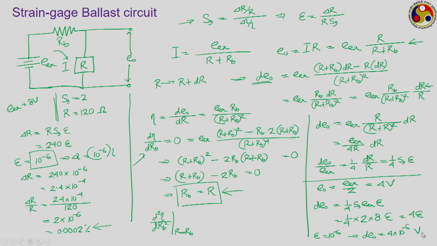That is an extremely small change in voltage. Look, the initial voltage was 4 volt, and now we are talking about a change of 4 into 10 to the power minus 6 volt. So, dE_0 by E_0 is just 10 to the power minus 6, which is an extremely small resolution that we are looking for from our voltage measuring instrument. So, despite putting the optimal condition like this, the ballast resistor circuit requires very high voltage measurement resolution to get a proper observation. That is the biggest problem with the ballast resistor circuit.